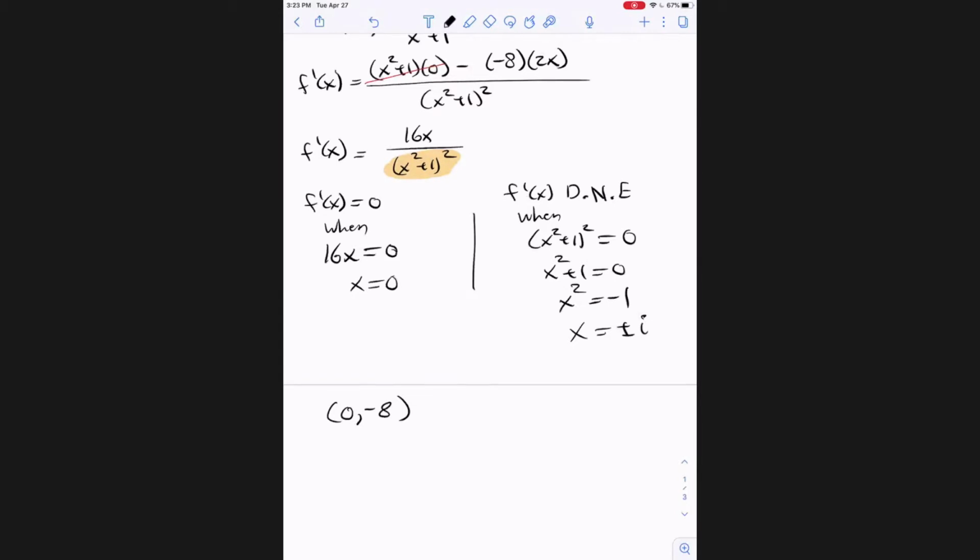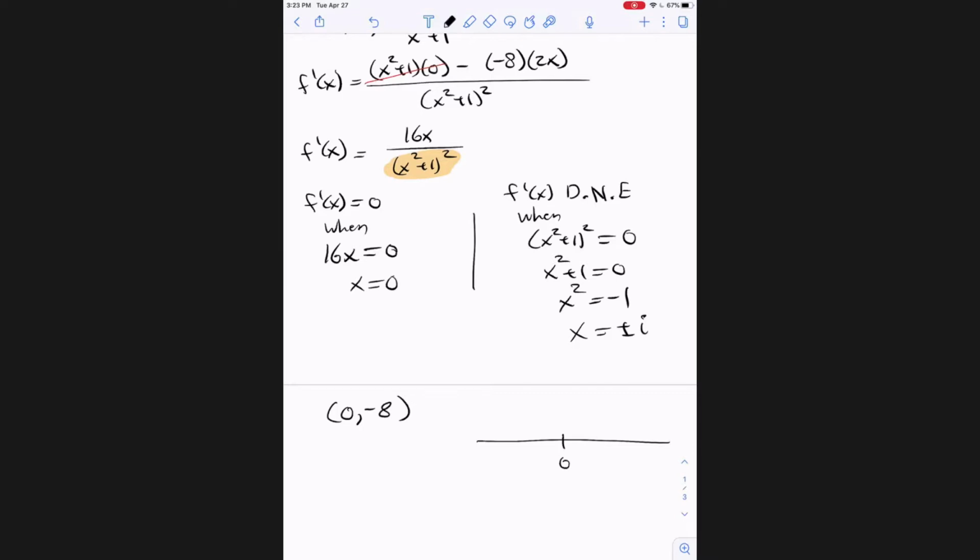Now I got to determine if this point is a max, min, or maybe neither. For this particular problem, I'm going to prefer to use the first derivative test. Normally, my go-to was the second derivative test, but I don't want to take a derivative again and make it even more of a mess. So the first derivative test would actually be less work here.